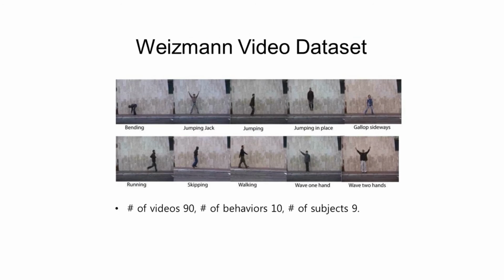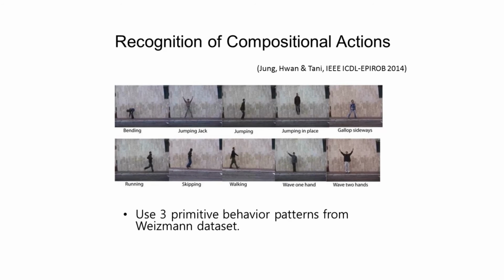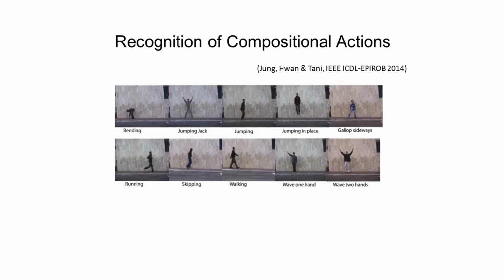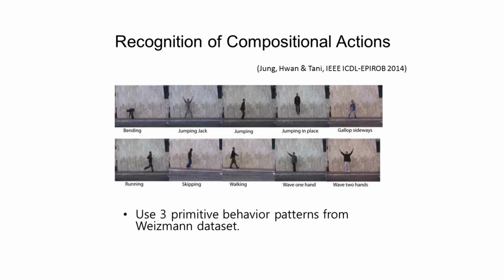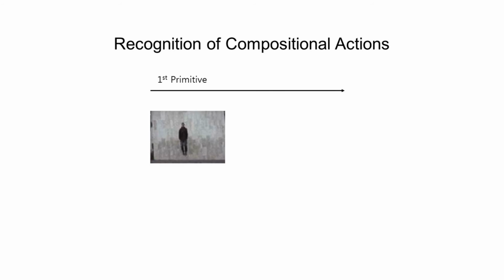But we're going to show the results and skip ahead. So this is what we did in the experiment. We used video images from the Weizmann data set. One is a jumping-in-place video, and then we use waving one hand and waving two hands. And then what we did was make a testing sequence that is concatenated.